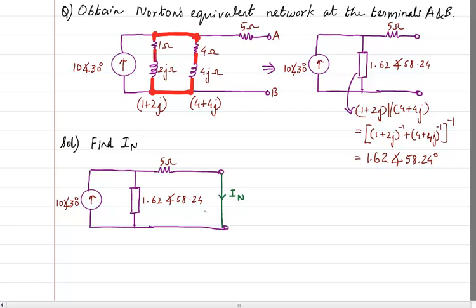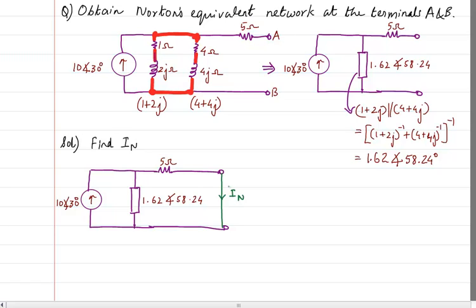Now there are many different ways in which you can find this, because you can use mesh, or nodal, or even current division. Why am I saying that you can use current division? There are two impedances here, one is this and the second is this, and both of them are in parallel. So if this current is coming, I can use the current division rule and directly find the current IN.